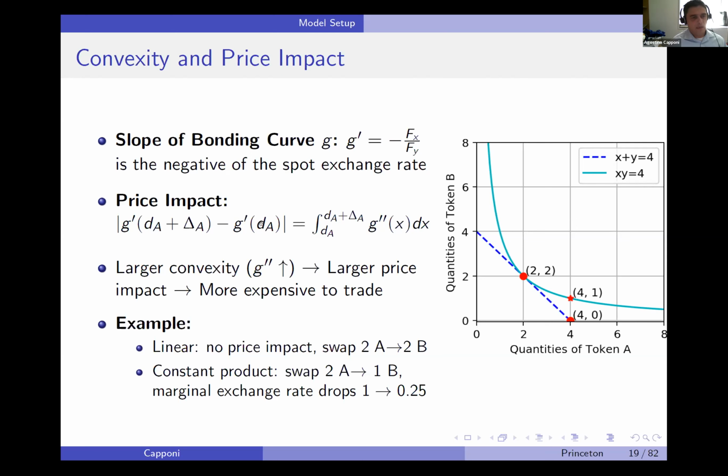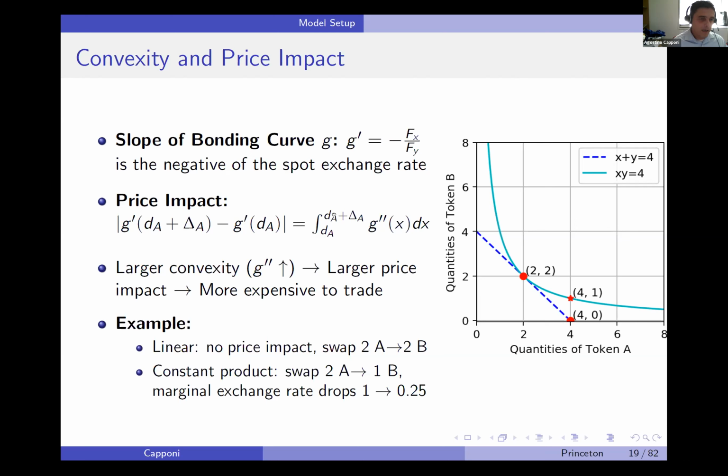So before depositing, I had the A token. Now, after there has been a deposit of delta A token into the exchange, we have A plus delta A token A in the pool. That means that the slope of the function has changed, right? If you go from this red point 2 to this red point here 1, the slope has changed. And the difference in slope, taking the absolute value, is essentially the price impact that you are incurring from trading. So this is capturing exactly the cost of trades.